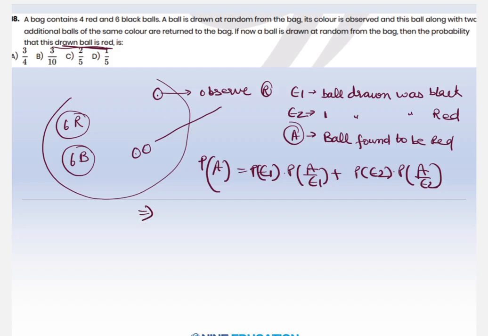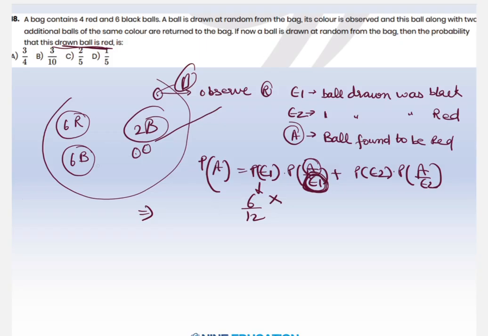So P of E1 is that the ball drawn was black. So what was the probability to get a black ball initially? 6 by 12 is the probability to get a black ball. Now given that it was a black ball, what is the probability to get a red ball now? So let's say you got a black ball. Now you are again putting, along with the same ball, 2 more balls of the same color. So basically if you get a black ball, you are putting 2 more black balls here.